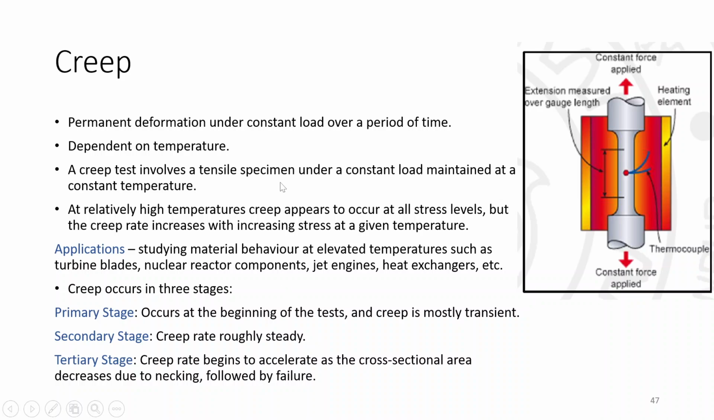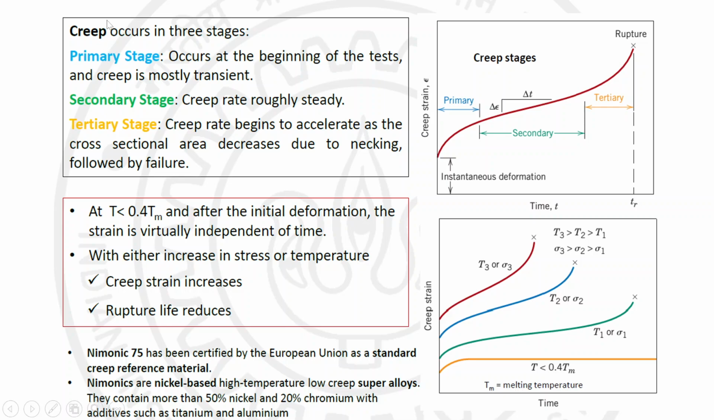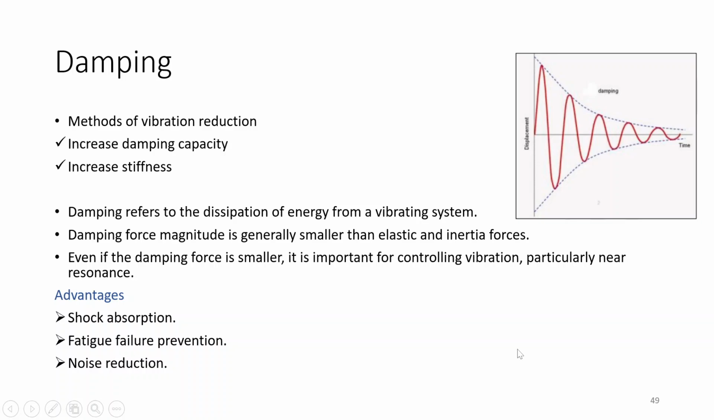Then creep test. In this case, permanent deformation under constant load over a period of time, and it is dependent on temperature. Temperature is also kept constant. There are 3 stages: primary, secondary and tertiary stage. And with temperature and increasing stress, this curve will shift to upwards and to shorter time. Then damping.